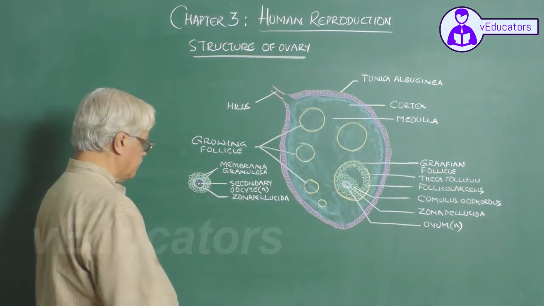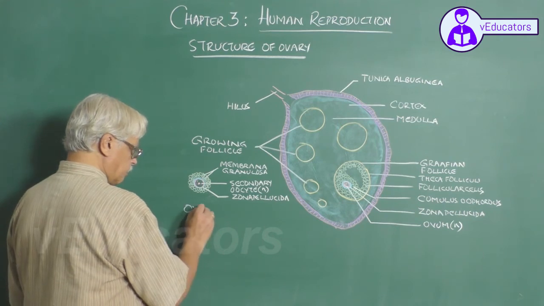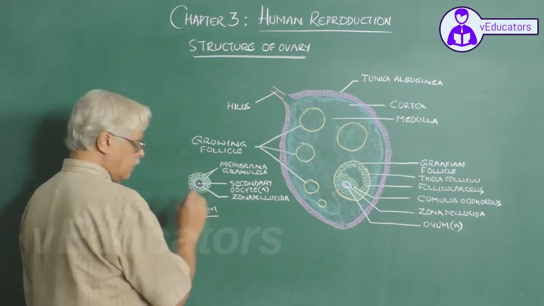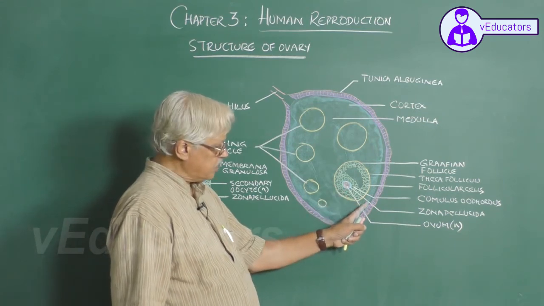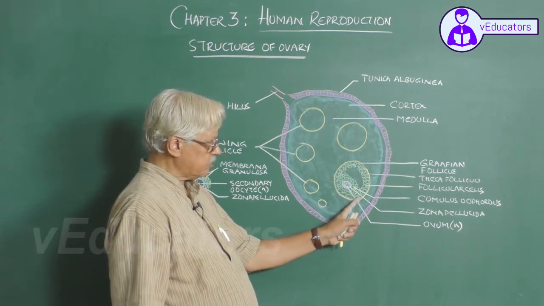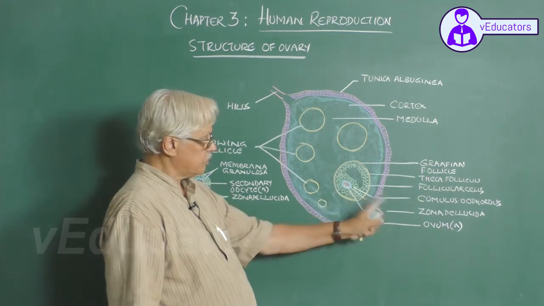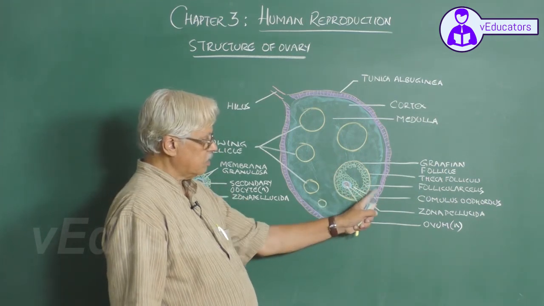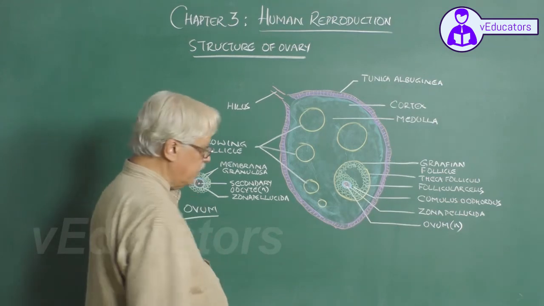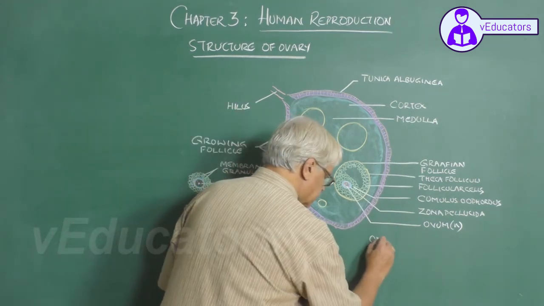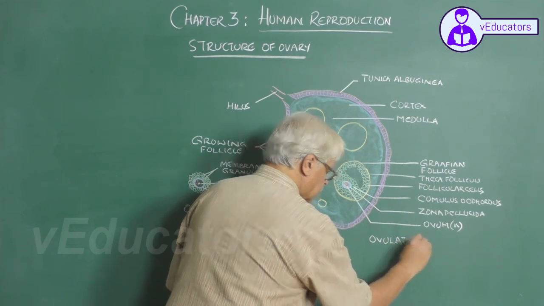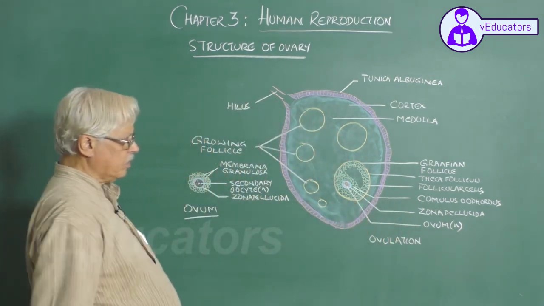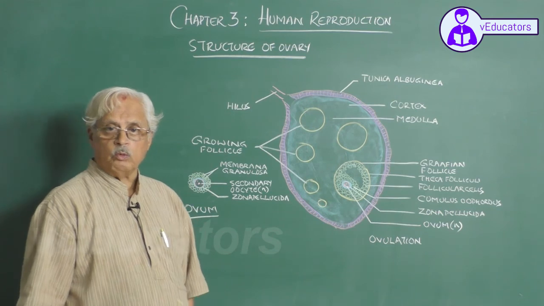At maturity, the ovum ruptures the wall of the follicle and gets released. Comes out of the follicle, comes out of the ovary, and this process of release of the ovum is called ovulation.